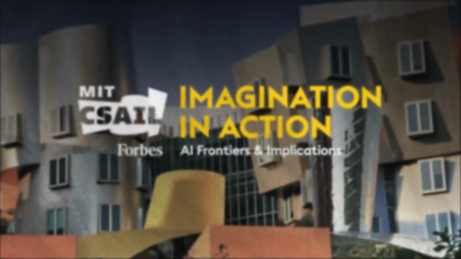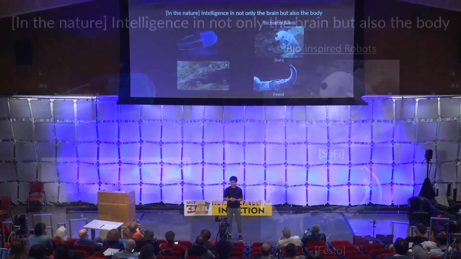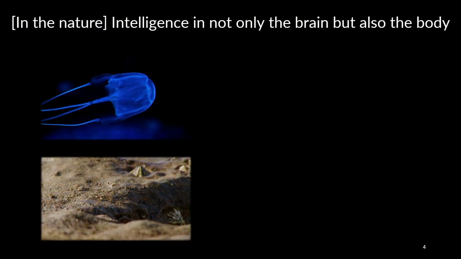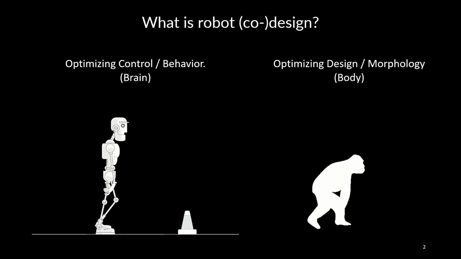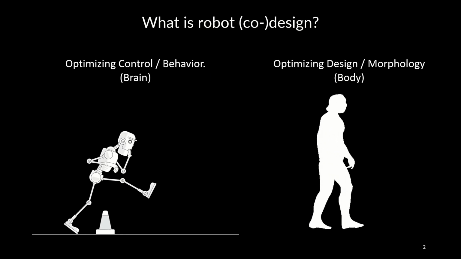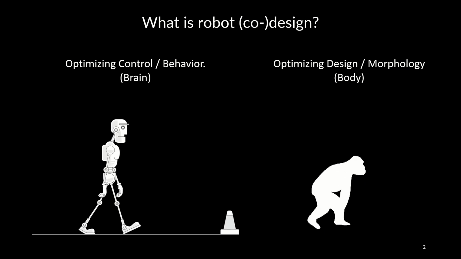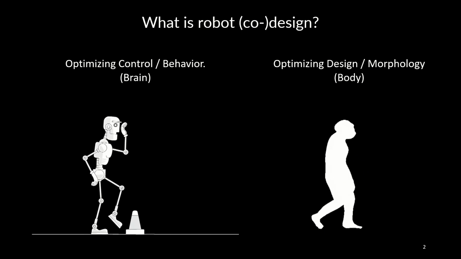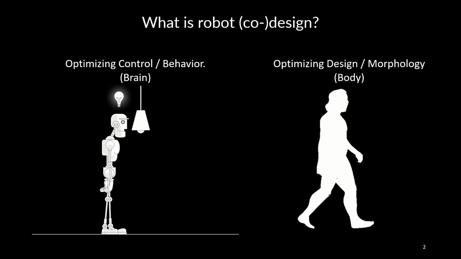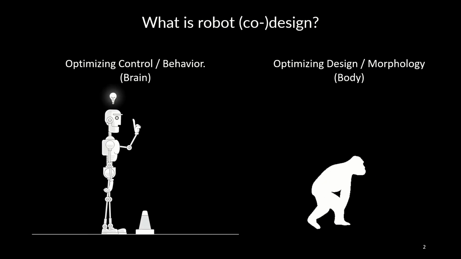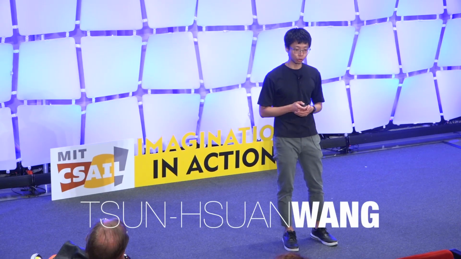So to start with, what is robot co-design? Robot co-design is a joint process, first of all, optimizing the control, or you can say the behavior, or even the brain of the robot, and simultaneously optimizing the design or the morphology, or you can say the body of the robot. Control normally refers to something that can be adaptively changed in response to different environmental conditions. And design, or the body of the robot, normally remains fixed throughout the entire execution.